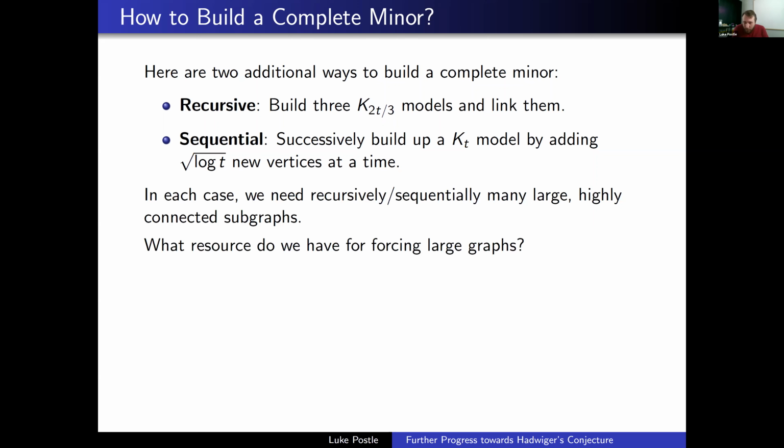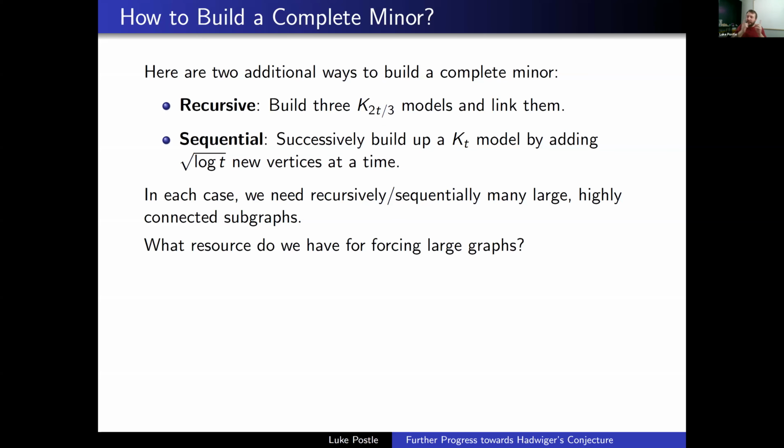Point of order, though: in each case, whether you're doing many recursion levels or many sequential steps, you need many large, highly connected subgraphs. So you're going to need highly connected subgraphs, but you actually need larger ones. Does that make sense? Because if you're recursing, then I need to know I have many levels to go, or sequentially, I need to know there are many places to go.